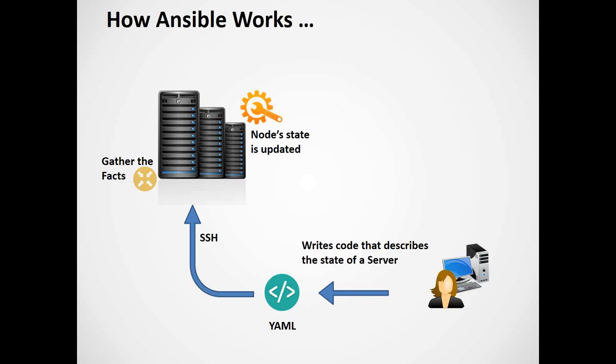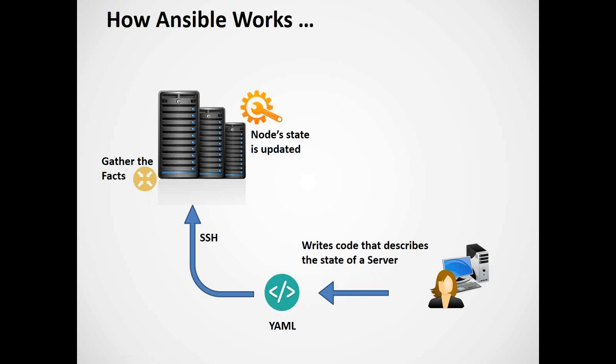So that is how it will connect to the machine, gather the information, and compare it with what you have defined in your code. If what you have defined in the code is not the same as what it has gathered, then it will go ahead and update the machine specifically based on what you have specified in the code, which defines the state of the machine.